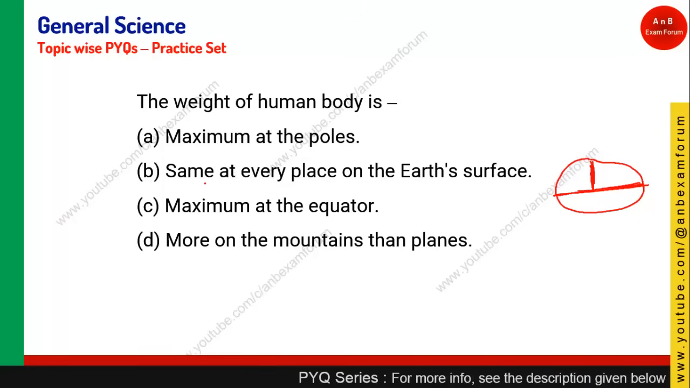So remember, the weight of a human body, indirectly he is telling about mg. Weight is what? It is basically force. Force is equal to mg. Basically he is asking about the gravity, which depends upon the location. So if we are at the pole, basically the g will be maximum. Why is it maximum? Let's see.